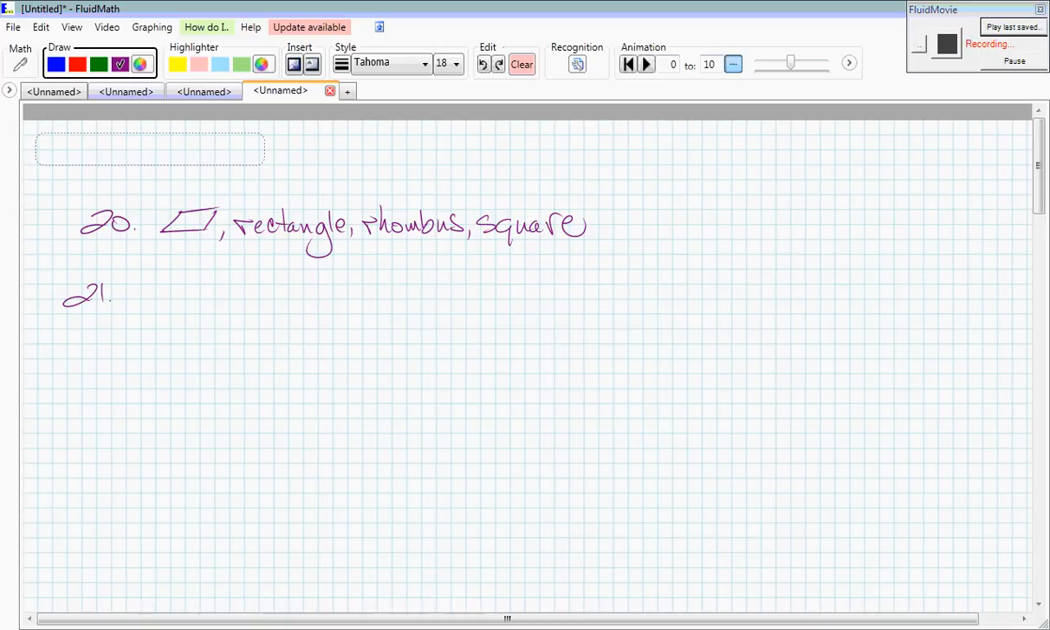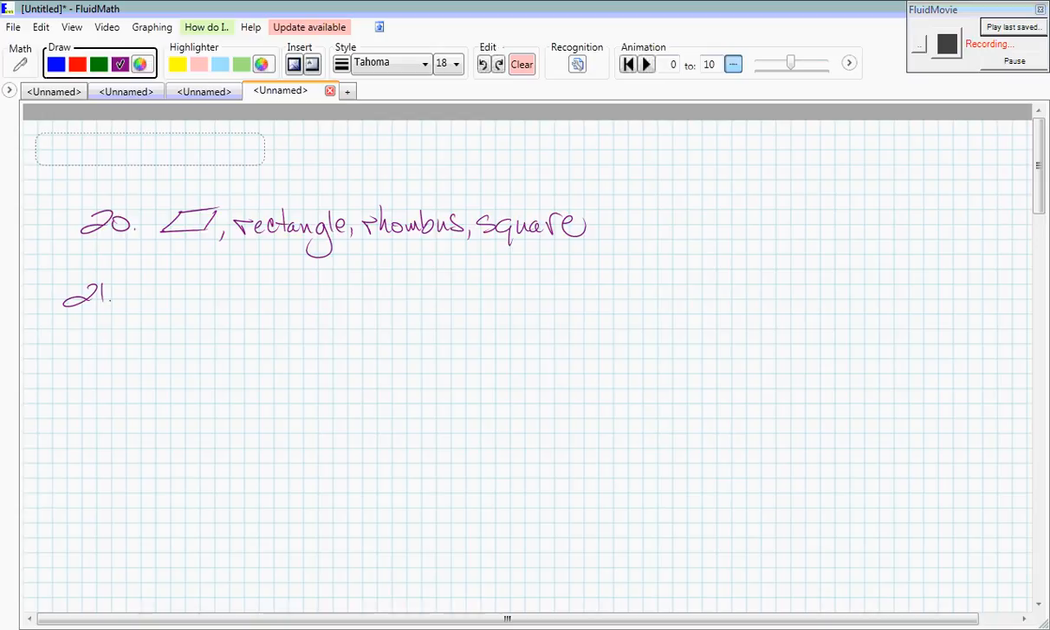Now, diagonals bisecting each other means that those two diagonals, say in a parallelogram, not special, just a normal one, that we have a diagonal that measures 8, we have a diagonal that measures 10. Well, if they bisect each other, it bisects the diagonal that's 8 units long into two pieces that are 4 units, and the one that's 10 units long into two pieces that are 5 units.